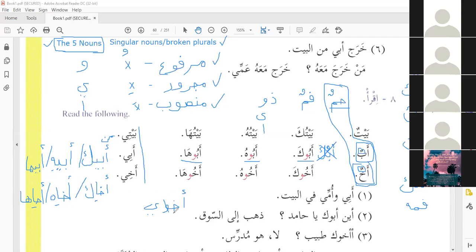Akhi, and they make this to conform with that strong ya at the end, and that follows suit for everything else, even if it's mansub, if it's majrur, it's always going to be akhi. Akhi is mabni. If it has this ya that indicates my, that is mabni. It's not something that changes. Good question.